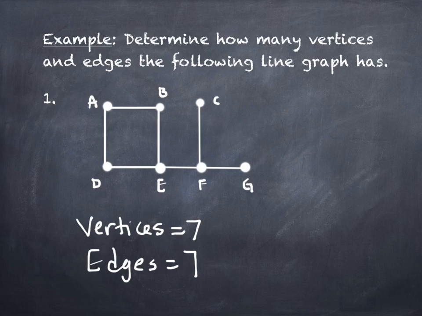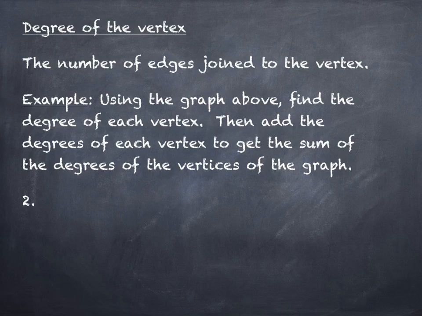Now, we have another term that we're going to define, and that is the degree of a vertex. So the degree of a vertex is the number of edges that join that vertex. Okay, so imagine the point, and it's the number of lines or segments or edges, technically, that are extending out from that point.